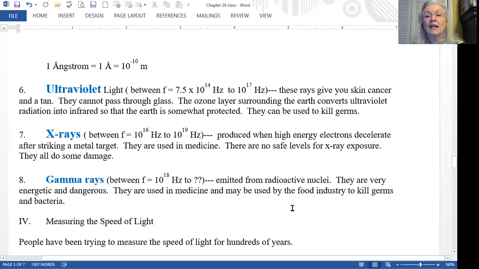So ultraviolet radiation, this is a radiation that gives you skin cancer and a tan. Most ultraviolet radiation doesn't pass through glass. We're lucky the ozone layer surrounding the Earth actually converts ultraviolet radiation into infrared radiation, so we are somewhat protected. Ultraviolet radiation is also used to kill germs.